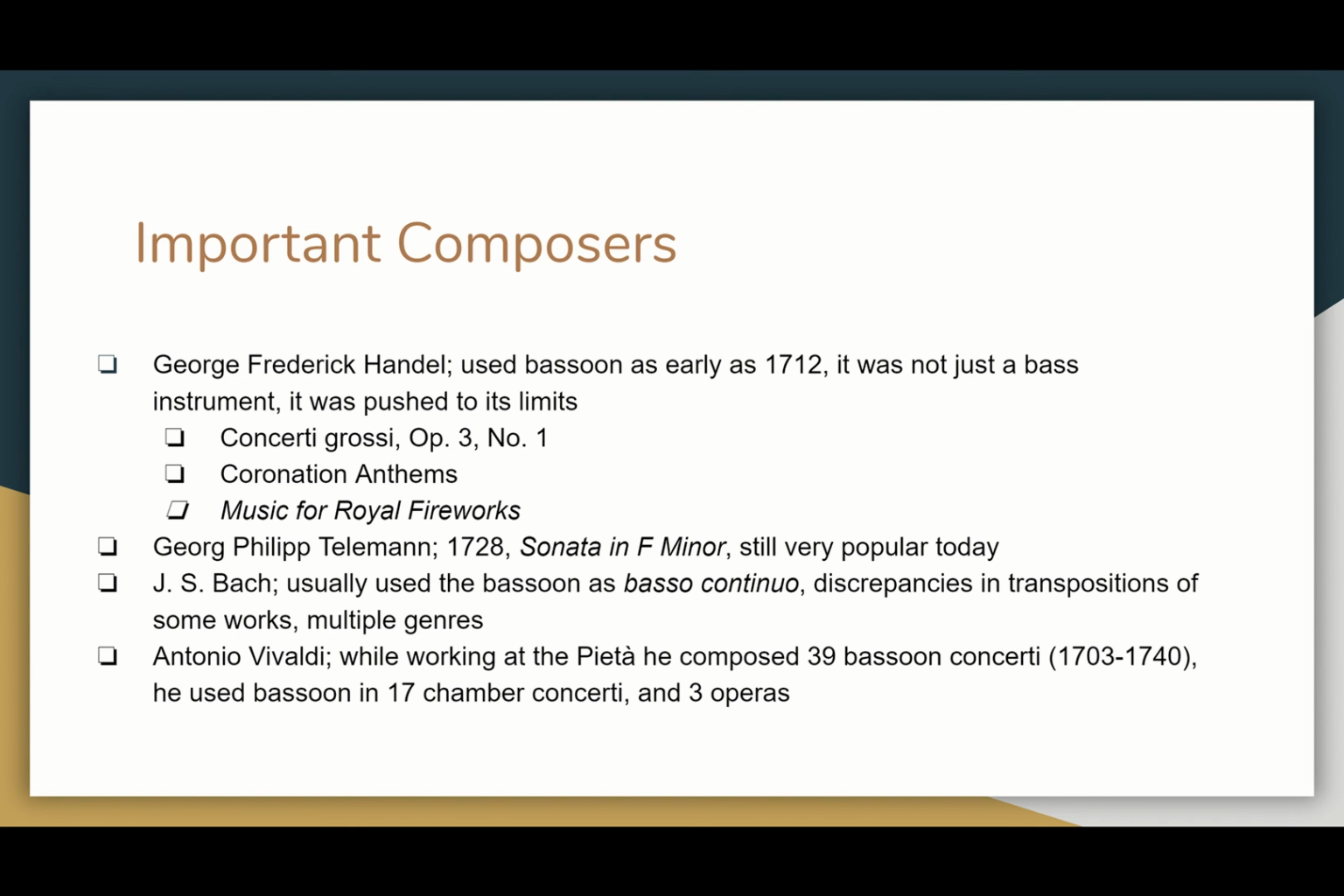Next would be Georg Philipp Telemann. Telemann is most importantly referenced for his composition of his Sonata in F minor, a 4-movement work which pushed the boundaries of the technical skill of bassoon players. Composed in 1728, this piece was written at what is commonly considered the end of the Baroque era, and it is still a popular work to perform today.